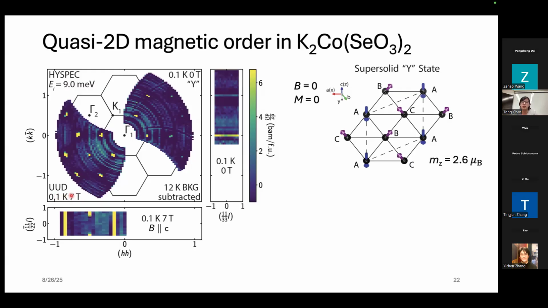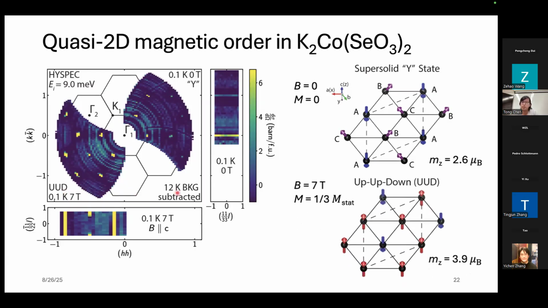So even in the up-down state, you have 7 Tesla applied, the system is long-range ordered, classical, incompressible up-down state. The system is still very two-dimensional, so the triangular lattice plane of spin halves still do not talk to its neighbors. And from the refinement, we know that the magnetization is 3.9 μB per cobalt, which is exactly the saturation moment. So this means that we have very good knowledge of the up-down phase. And later we'll use the spin waves in the up-down phase to precisely determine the spin Hamiltonian.